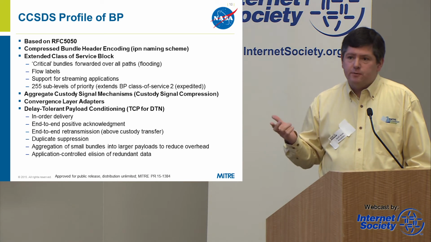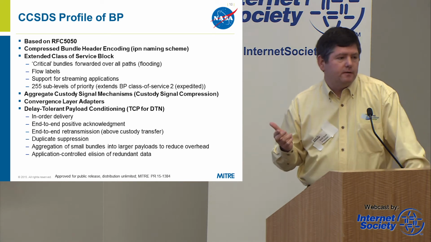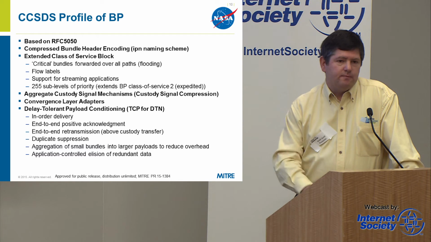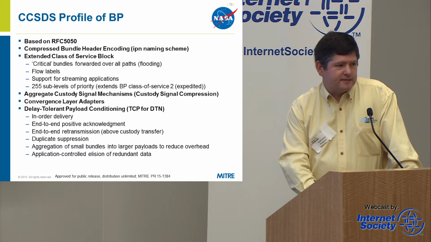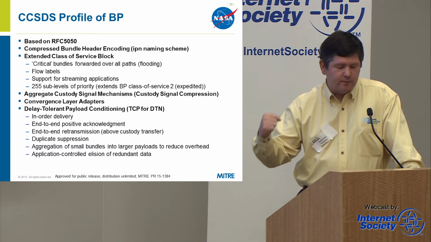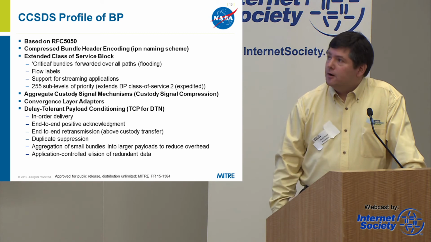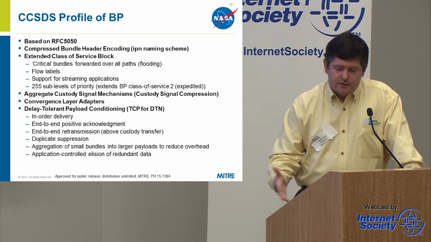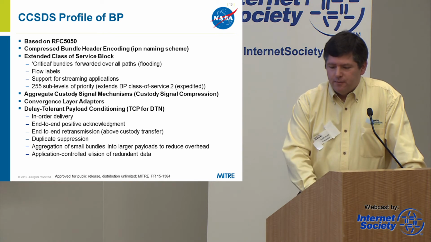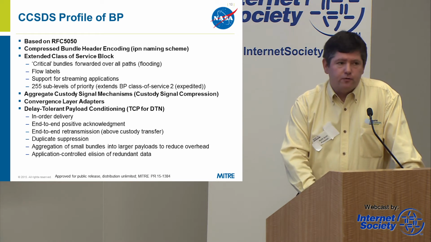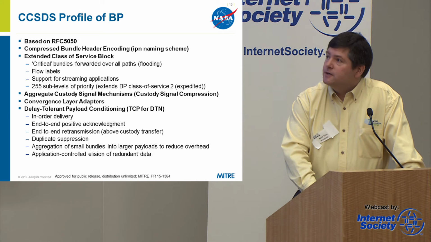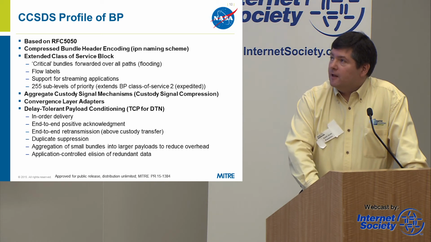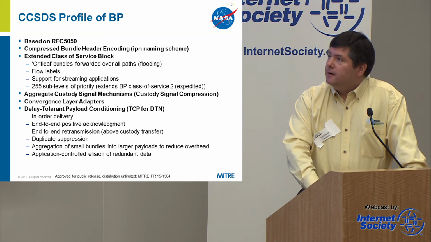One of the first comments we got back from JAXA when we presented BP to them was, "That's nice. How many classes of service do you have?" We said, "It's excellent. We have 3." They said, "No, we need like a couple hundred." Because the notion was that they wanted very fine grained control over priorities. So the extended class of service block was born.